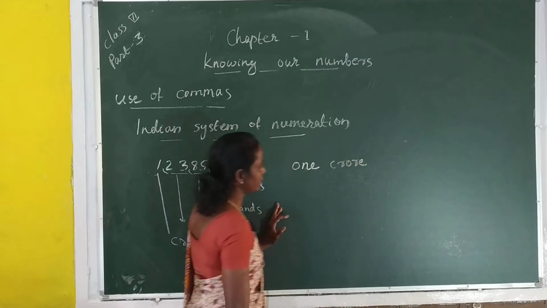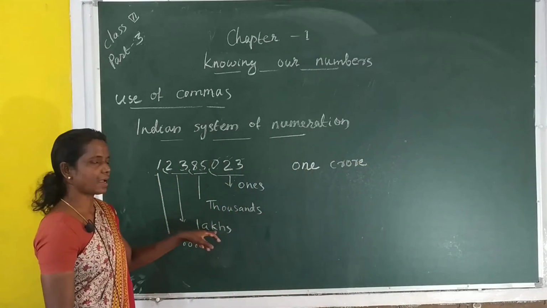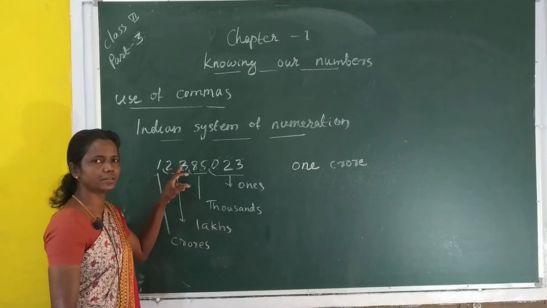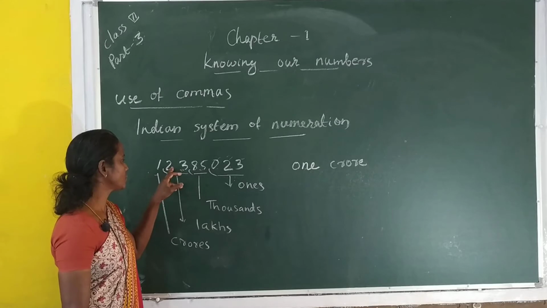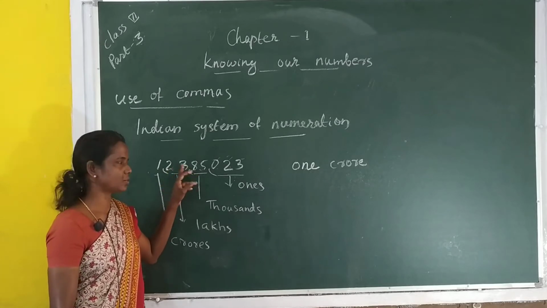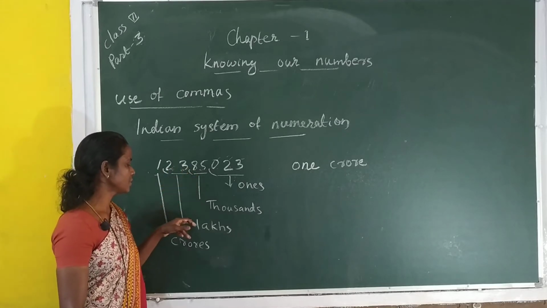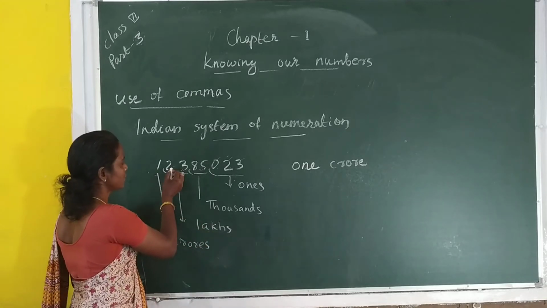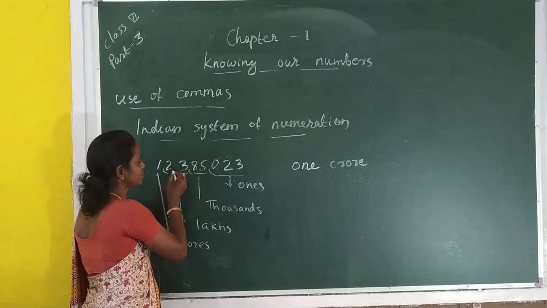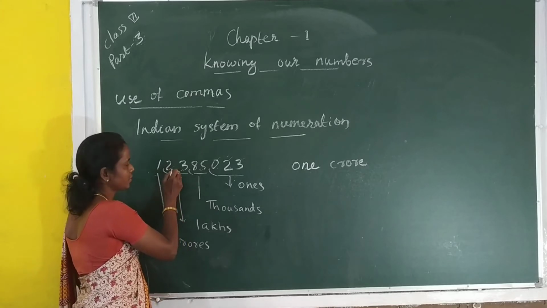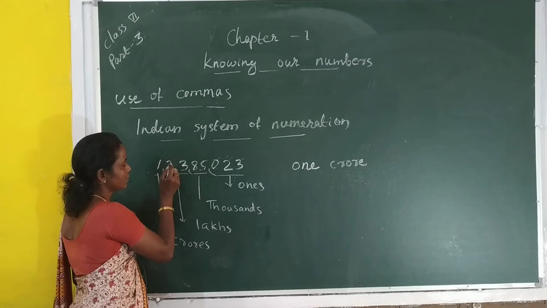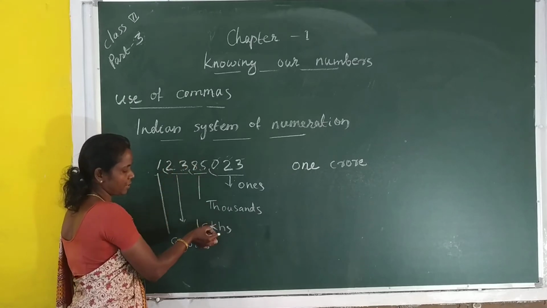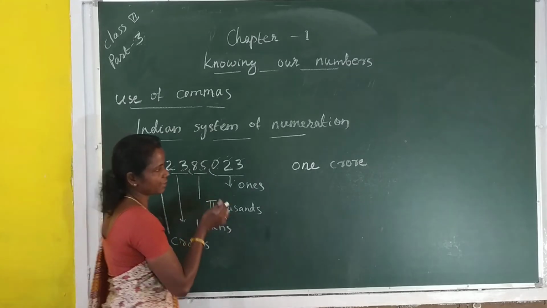Then the next period, lakhs. Lakhs, how many digits? How many places? Two places. Two and three. So two digits, 2, 3, read 23. After 23 we say the period's name. First we take the digits of the period. Here the digits of the period, 2 and 3, read together, 23. Then the period's name: 23 lakhs.